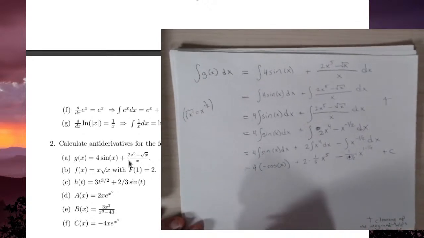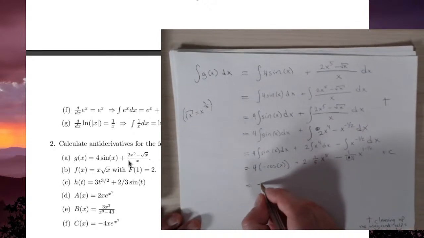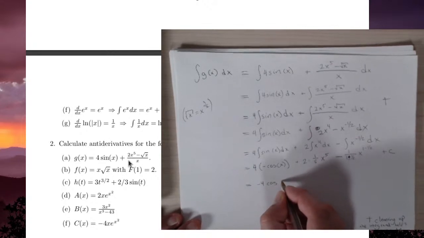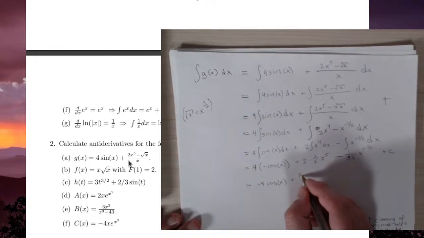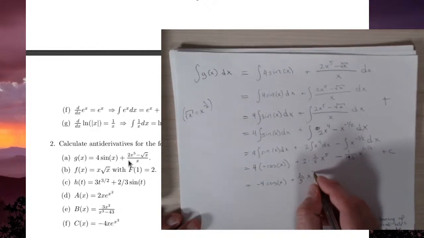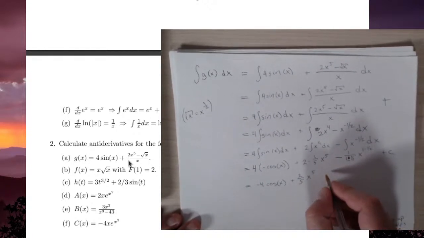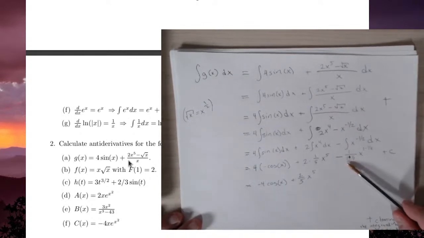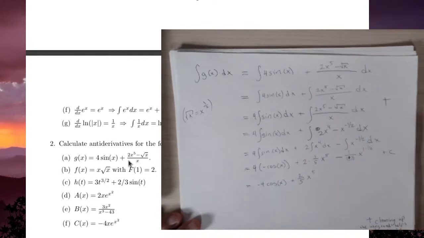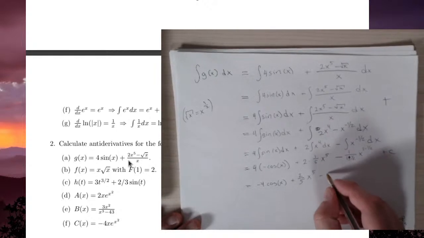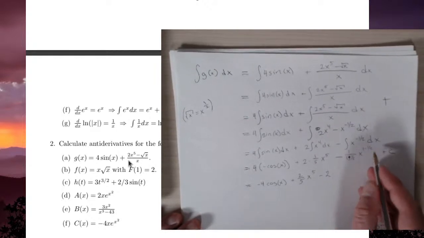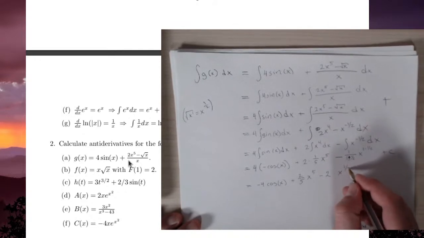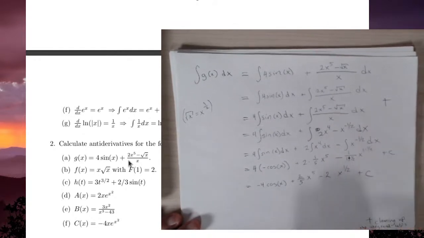So let's clean everything up just a little bit. We'll have negative 4 cosine of x plus 2/5 x to the 5th. Now, this is a little tricky here. This is going to be 1 over 1/2, right? So that's going to be minus a 2. And then this will be x to the 1/2 plus C.